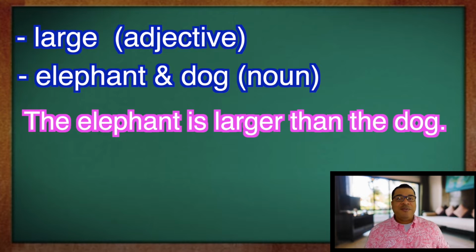I know this sounds a little confusing, but I promise by the end of this video, you will definitely understand. So here, that adjective large is comparing the two nouns. The elephant is larger than the dog. I know a lot of you must be thinking to yourself, okay, Alex, the only thing you did was take that adjective and add ER at the end, or R at the end. So is that what a comparative is? That is correct. Sometimes. I will explain.